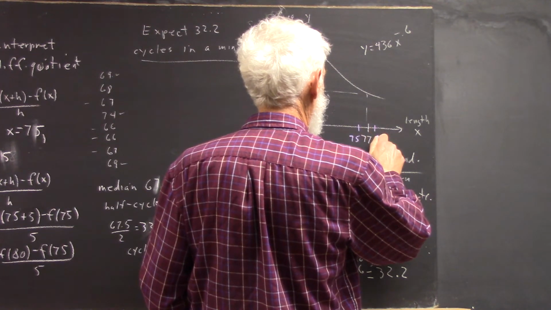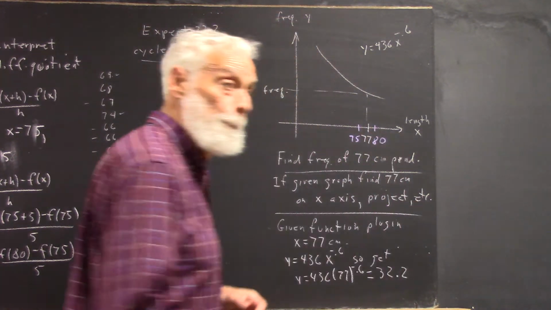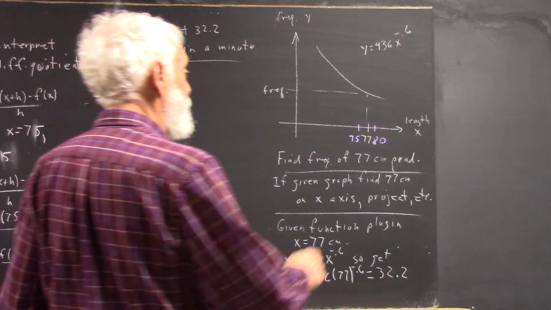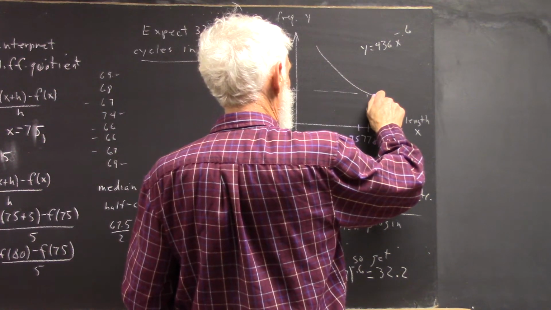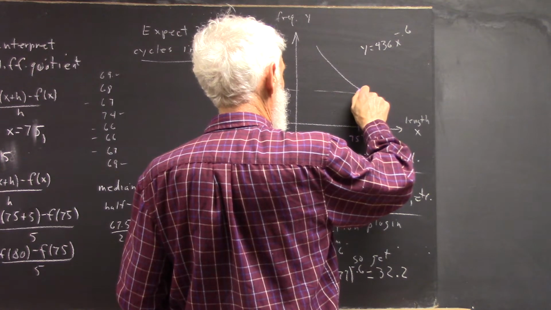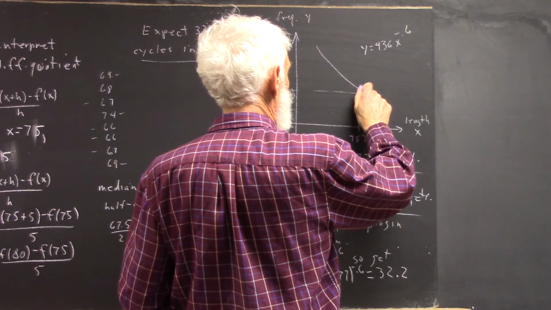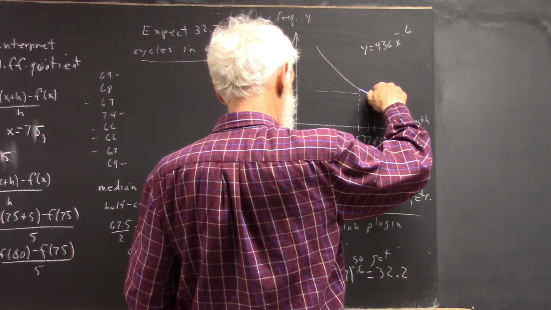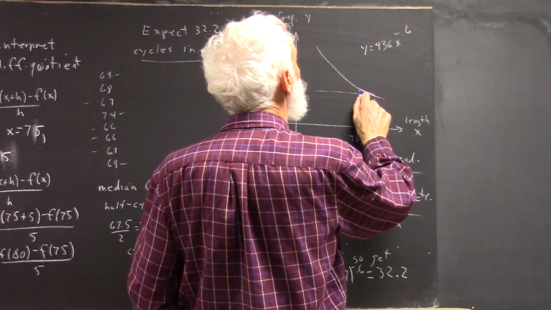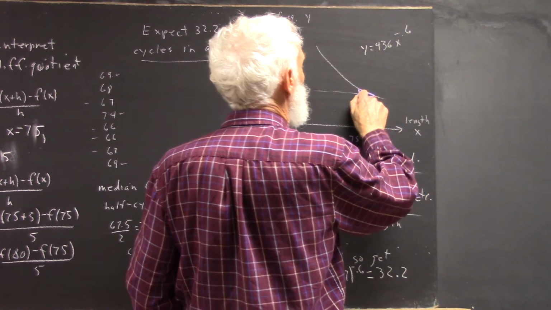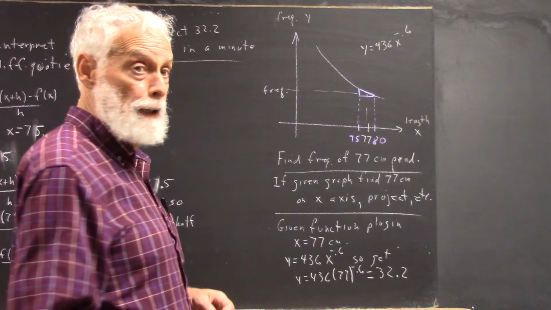Okay, so it's somewhat exaggerated. Here's 75 and here's 80, right? So here is the fundamental triangle for that interval between 75 and 80, right?